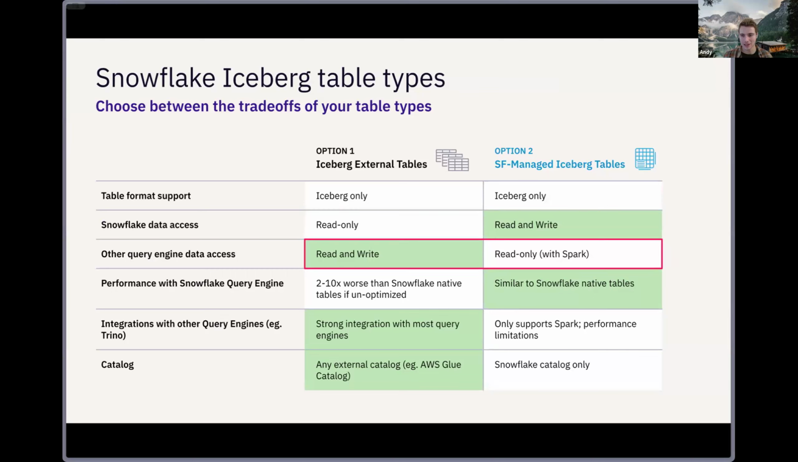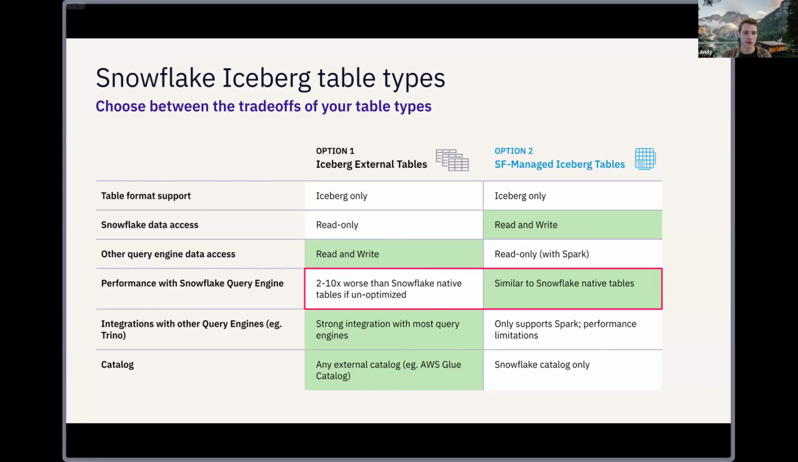But when it comes to other query engines, it kind of flips. So external tables, these are the ones that live in your own bucket. You have your own catalog, maybe if you're on AWS, that's a Glue catalog managing, and Snowflake is really just being used as a query engine. So when it comes to external query engines, like let's say you have your own Spark, you could actually read and write to those tables as an external table. Whereas with a Snowflake managed table, you can only read from those tables, and currently only Spark is supported. So you couldn't go use StarRocks if you have that Snowflake managed Iceberg table.